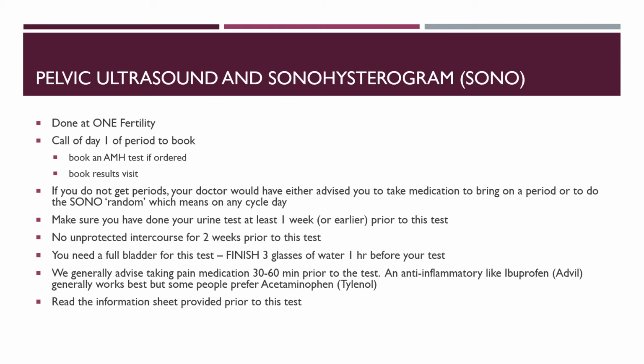If you do not get periods, your doctor would have given you a plan of when you should do these tests. The plan may include taking a medication to bring on a period or doing the test random, which means any cycle day. Make sure you have done your urine test at least 1 week, if not earlier, prior to this test. No unprotected intercourse for 2 weeks prior to testing. You need a full bladder at this appointment, which generally means finishing 3 glasses of water 1 hour before. We generally advise taking pain medication 30 to 60 minutes prior to the test.